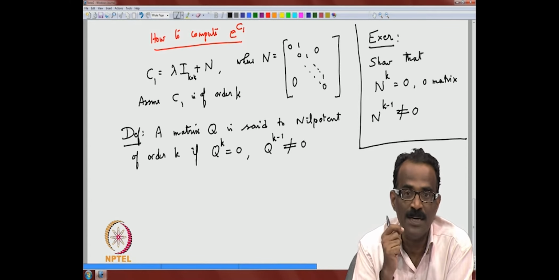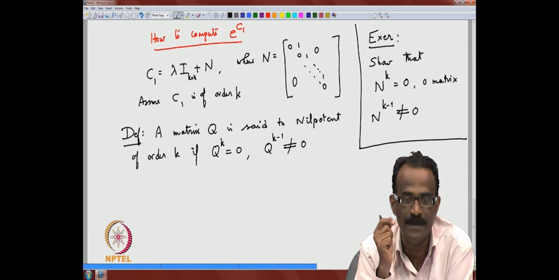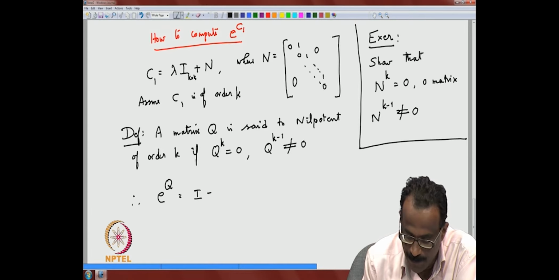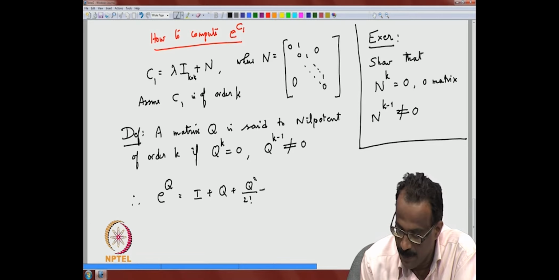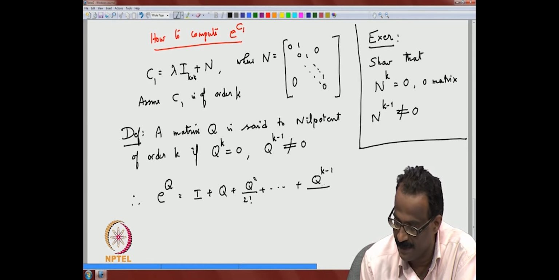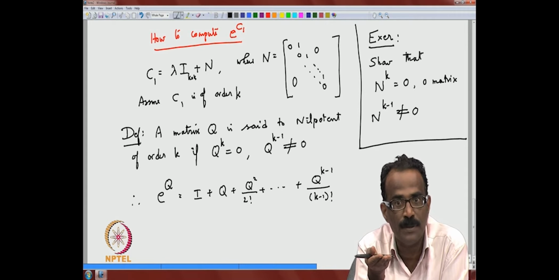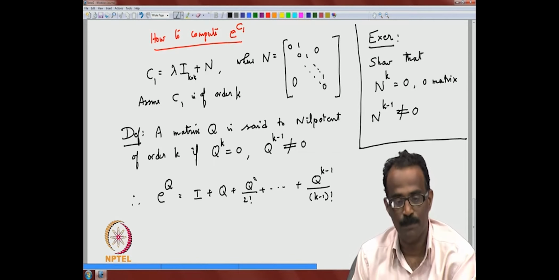So, the exponential of nilpotent matrices reduces to a finite sum immediately. Therefore, the computation of e power Q is easy. E power Q will be identity plus Q plus Q square by 2 factorial plus, of course, if k is large, you have to do a lot of work, but it is finite. So, you do not have to worry about anything else. After that everything is 0, because Q power k is equal to 0 implies Q power k plus 1 equal to 0, Q power k plus 2 equal to 0, and it goes on. So you have the nilpotent case.